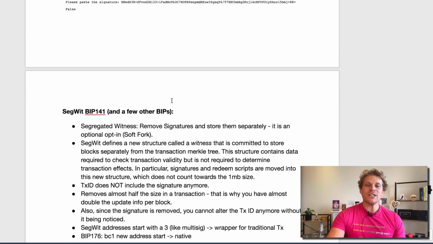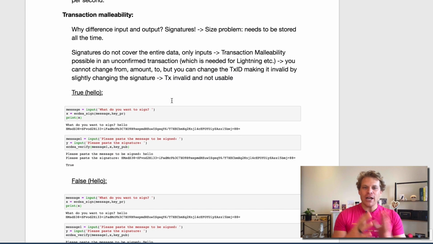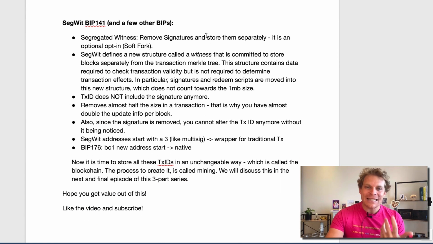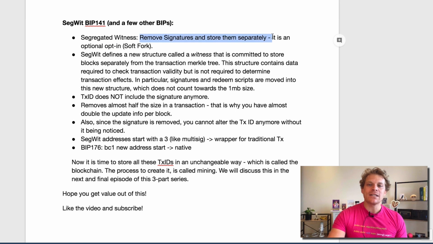So what's the solution to all this? Well, the solution is actually to fix this in a very nice way by taking the signatures out. If we remove the signatures from the actual transaction, the transaction ID cannot be changed anymore. It cannot be altered. And we have less size because we could get this out. And this is exactly what BIP141 and a few other BIPs have done. And this is the very famous SegWit, or segregated witness. It removes the signatures and stores them separately.